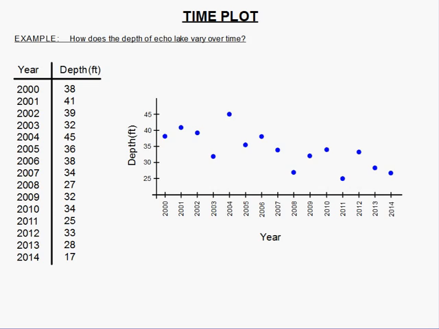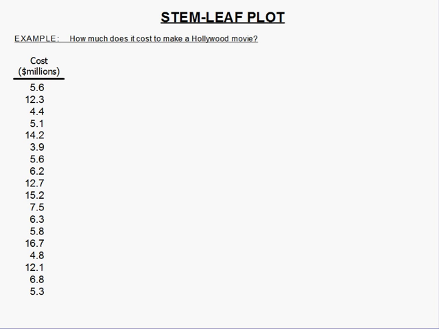The next thing that we're going to be doing is a stem leaf plot. Example: how much does it cost to make a Hollywood movie? In one particular year, not necessarily the current year, and I made these numbers up anyway, here are a number of movies that got made and how much it cost to make them. For stem leaf plots, we create this kind of key. What we're going to be doing is taking our first number generally and splitting it up in some way. One part is the stem and one part is the leaf.